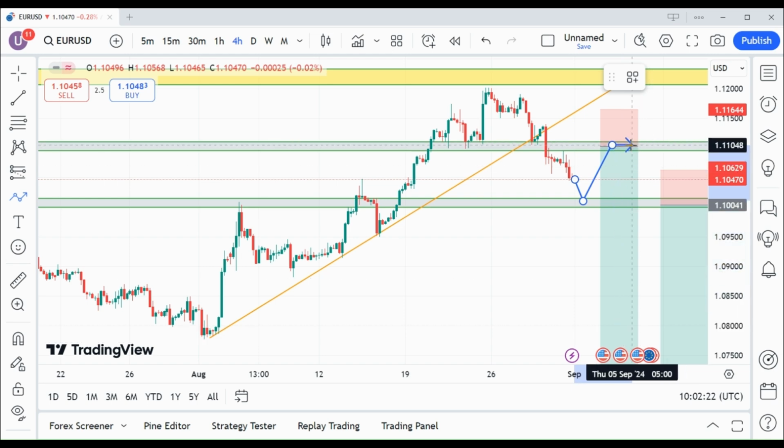What do we need to see before we sell? Number one, a bearish engulfing candle or a rejection candle on this zone or an evening star formation on this zone. That's when we sell using the 4-hour time frame. If we don't want to sell using the 4-hour time frame, we'll do what? We'll move down to the 15 minutes time frame and do this.